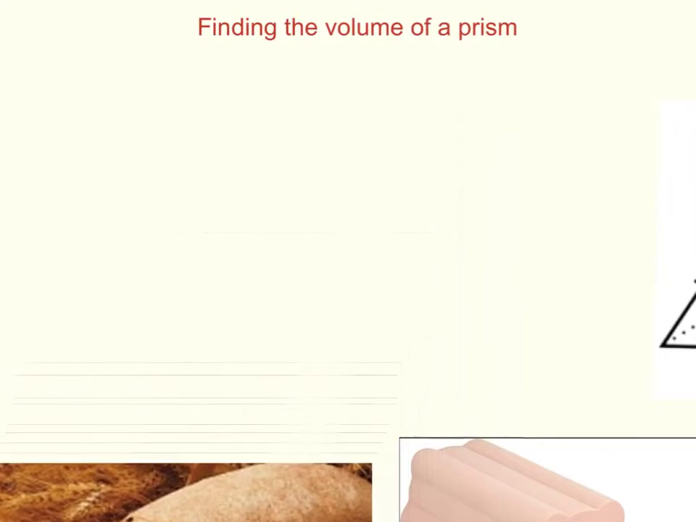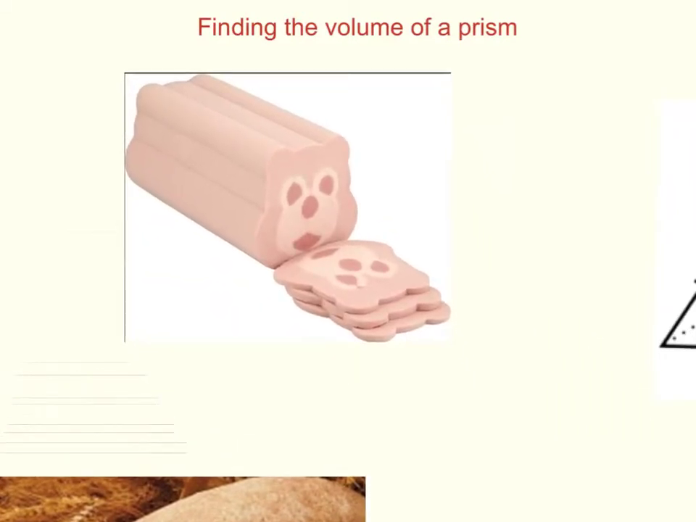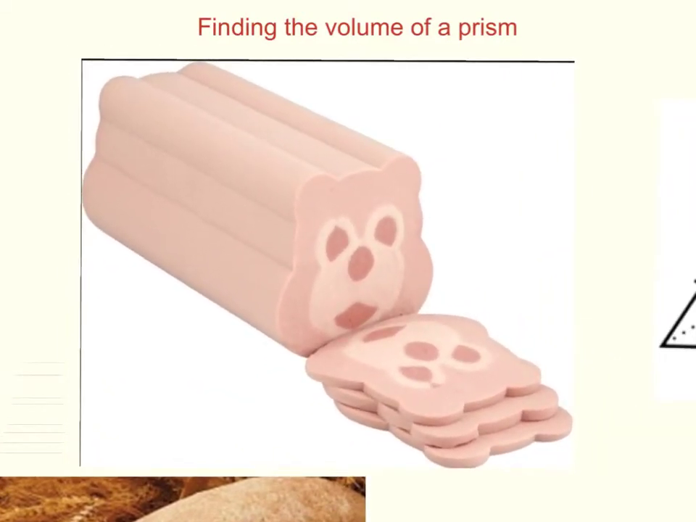Another example of a prism is, I don't know if you've seen this in supermarkets, but this ham that is shaped like a bear's face, and it's got the same bear's face all the way through. So if I decided to cut here, then I would still see the same picture of the bear, because it's exactly the same all the way back through the prism. So this face is the same all the way through.